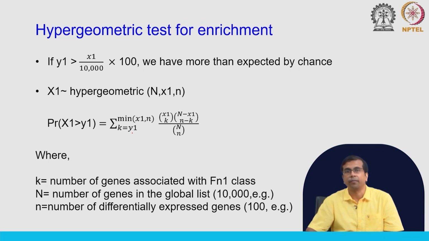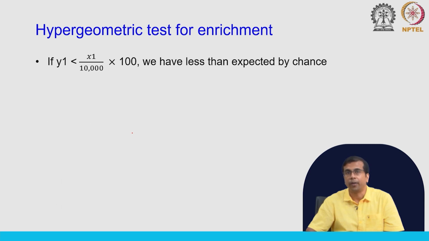value. So, if this comes to, let us say, 0.01, we very rarely will see more extreme values than y1. So, that will give us the p value.